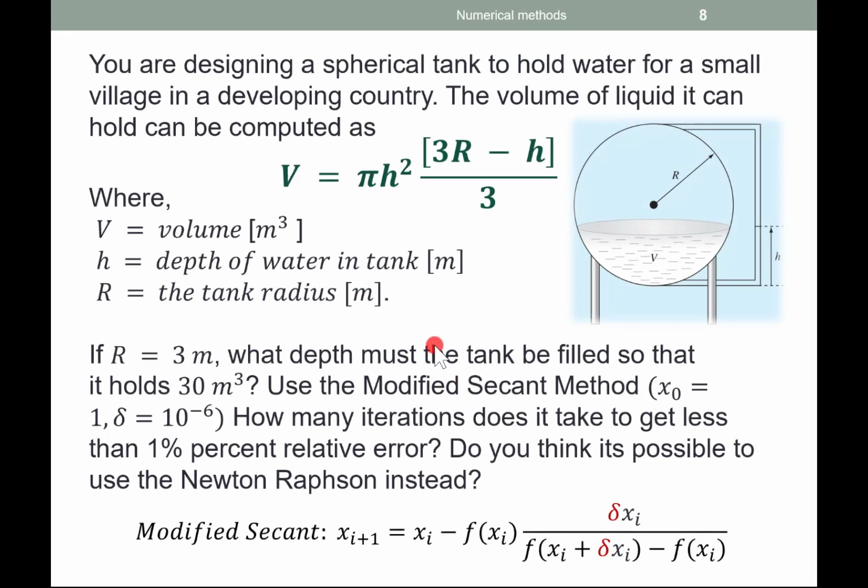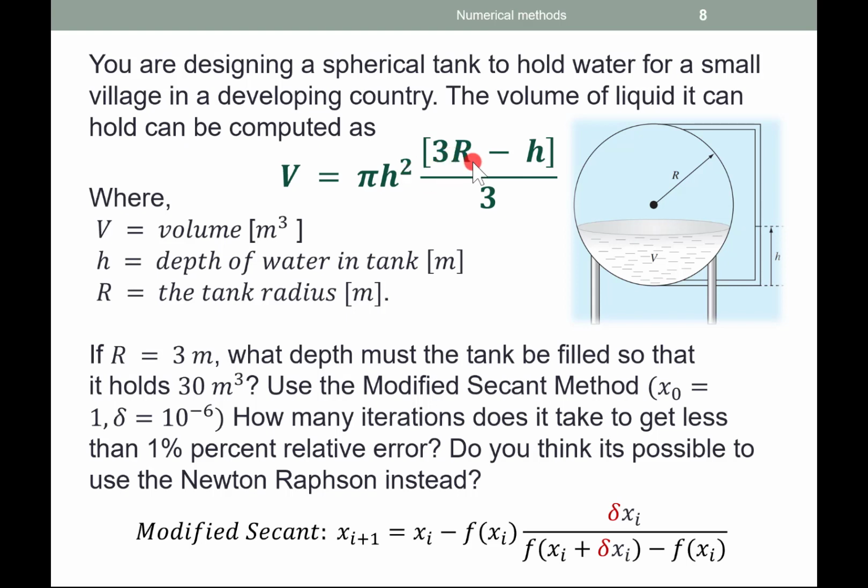All right, so now we're gonna do an example. First, I'll give you guys some time to try it out. All right, so here we have a tank. Okay, so it's a spherical tank that can hold water in a small village in a developing country. The volume of liquid it can hold can be determined using this expression. So this is the volume of the water inside, so that's V, equals to pi times h squared, where h is the height or the depth of the water in the tank. So you can see in the diagram here. So for this given depth of water in the tank, h is this distance.